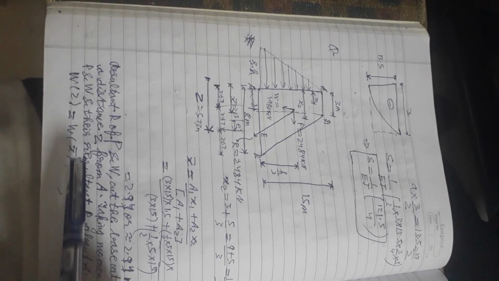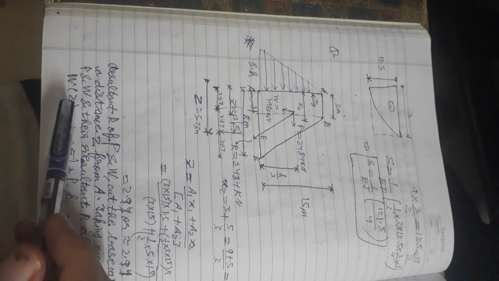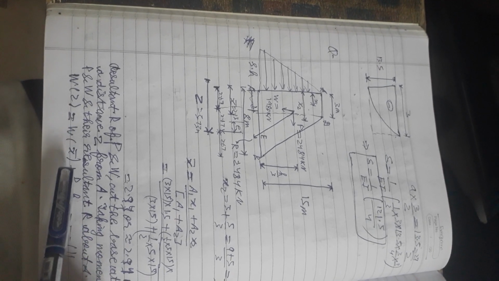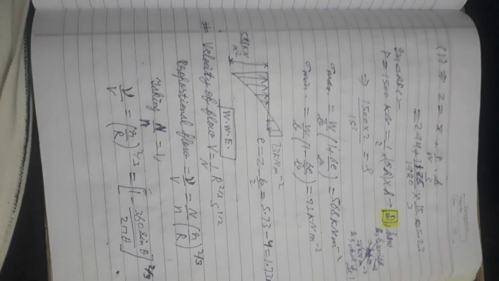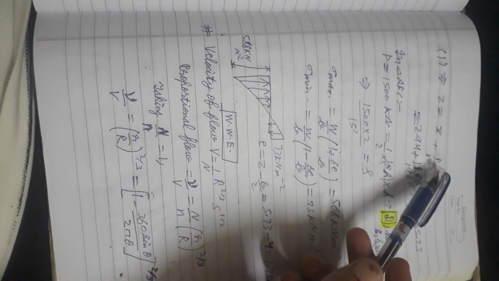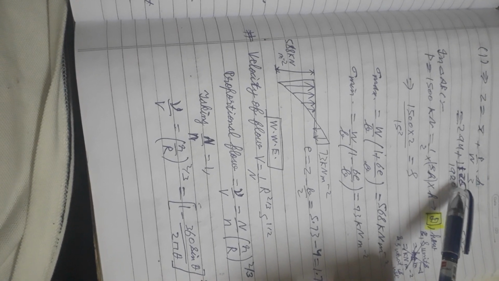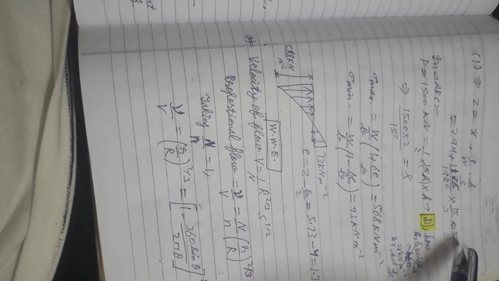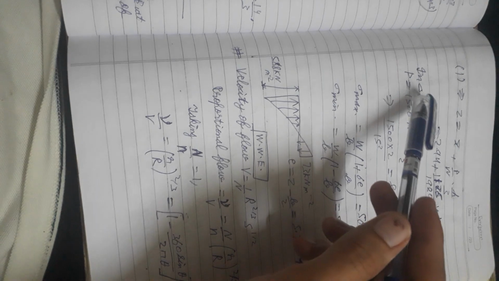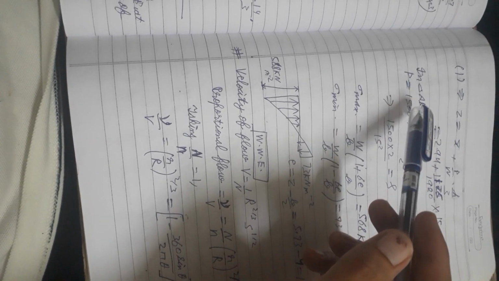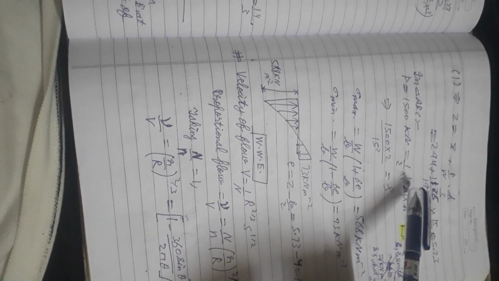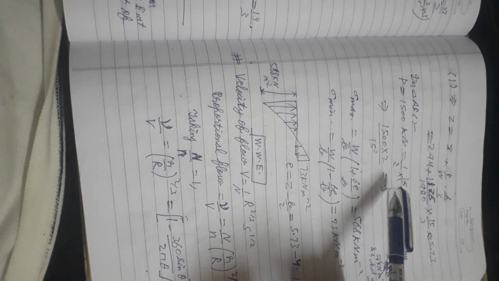moment of P and W, and the resultant R about A. W into Z is equal to W into X bar plus P into H by 3. Z is equal to X bar plus P by W into H by 3, is equal to 2.94 plus 1125 over 1980 into 15 by 3, approximately 5.73. In triangle ABC, P is equal to 1500 kilonewton, is equal to half rho H into H, is 1500 into 2 by 15 square, is equal to rho.